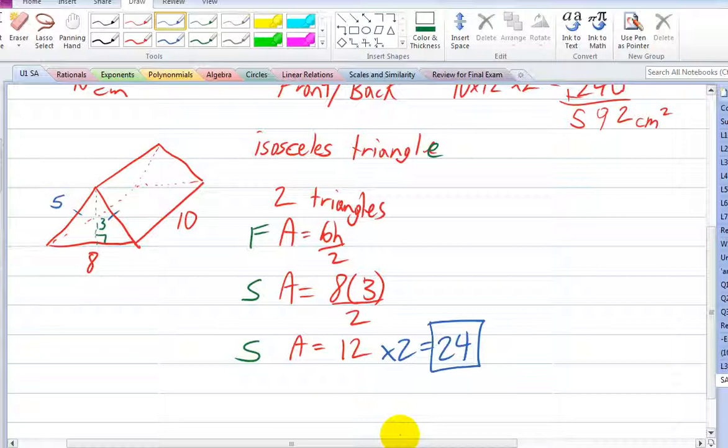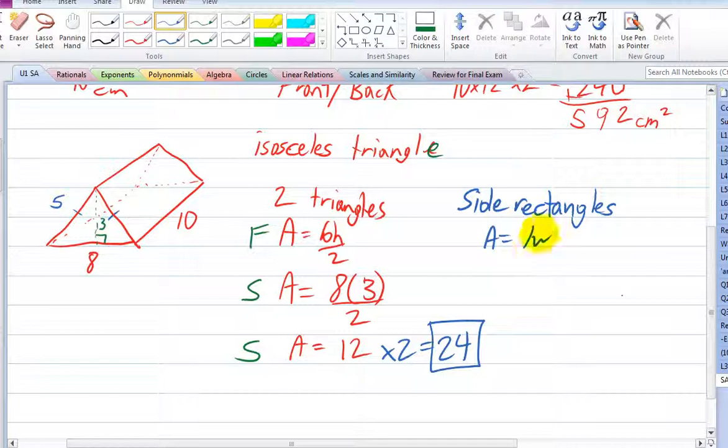Sure. Okay, so let's label it side rectangle. And let's use rectangles because what do we know, Christina? Do the same. Awesome. Okay, so area equals length times width. And what are the dimensions? 5 and 10. Awesome. So formula, substitute, solve, and we get 50.